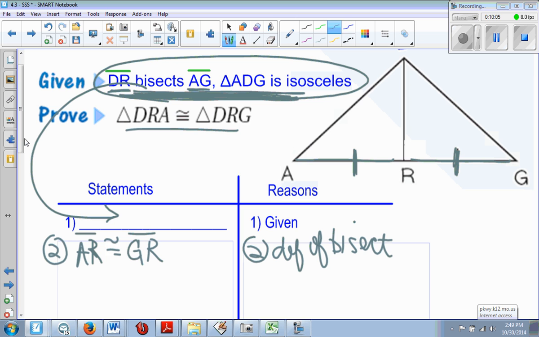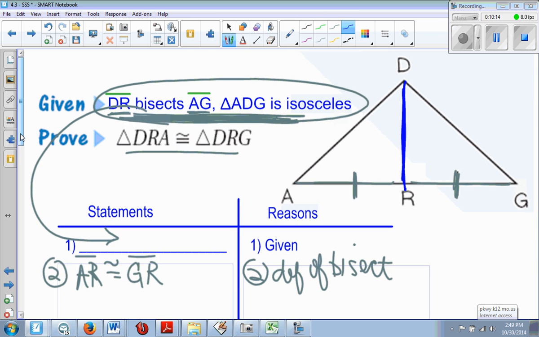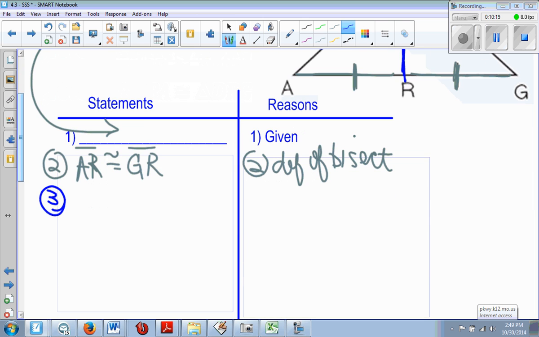The next congruency I'm going to point out is this shared side down the center of the two triangles. That shared side is a second pair of congruencies in my picture. So I'm going to state in step 3 that DR is congruent to itself.